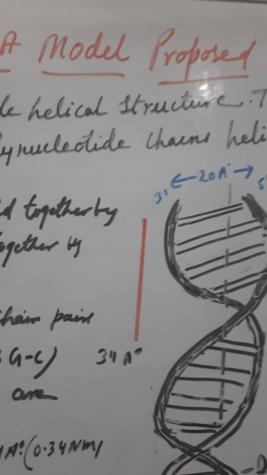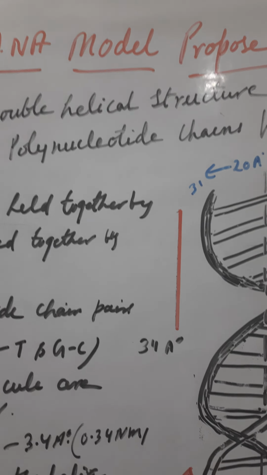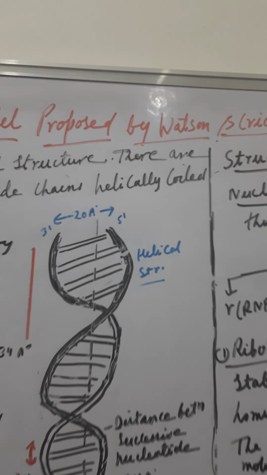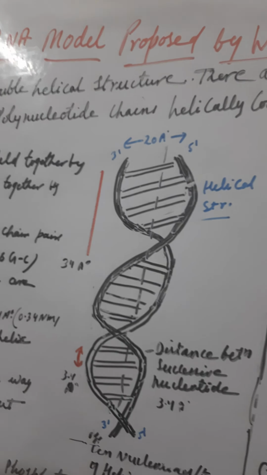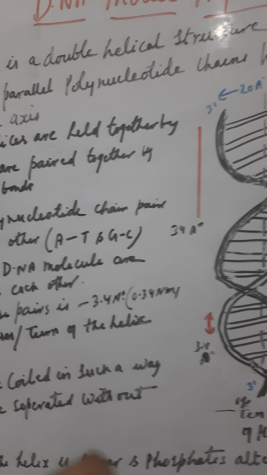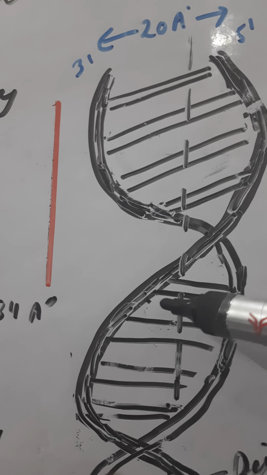Good morning, dear students. In this class, I will explain about the DNA model proposed by Watson and Crick. And for proposing this model of the DNA, they got the Nobel Prize. So here, this is the double helical structure of DNA.